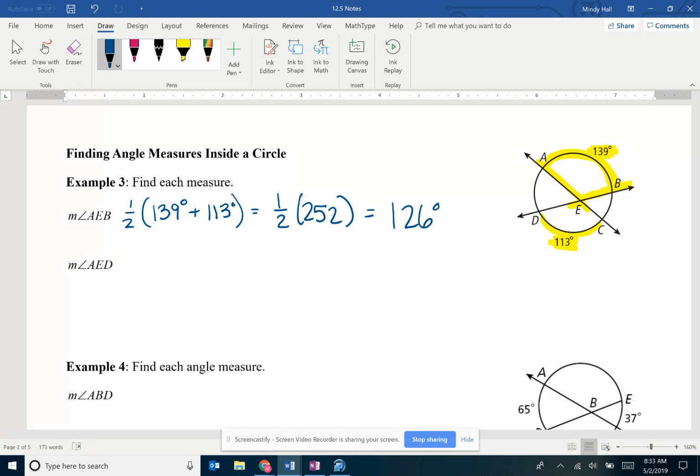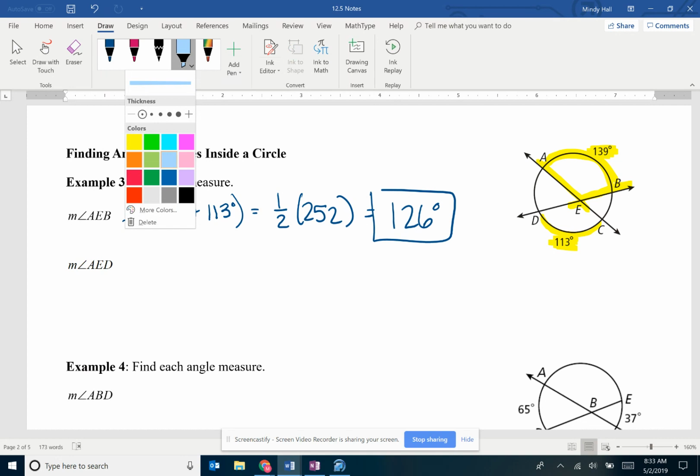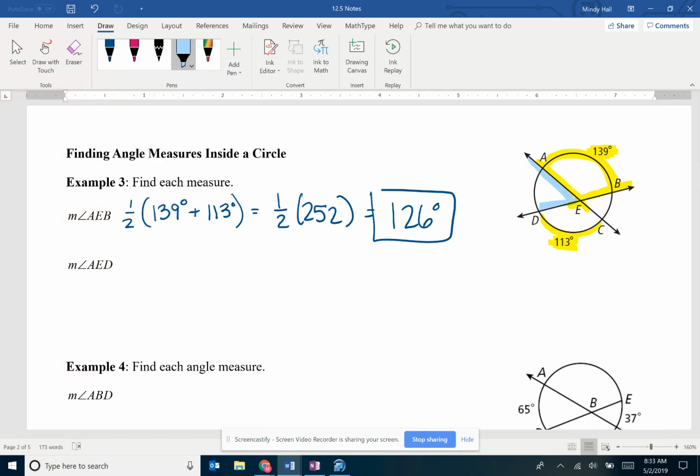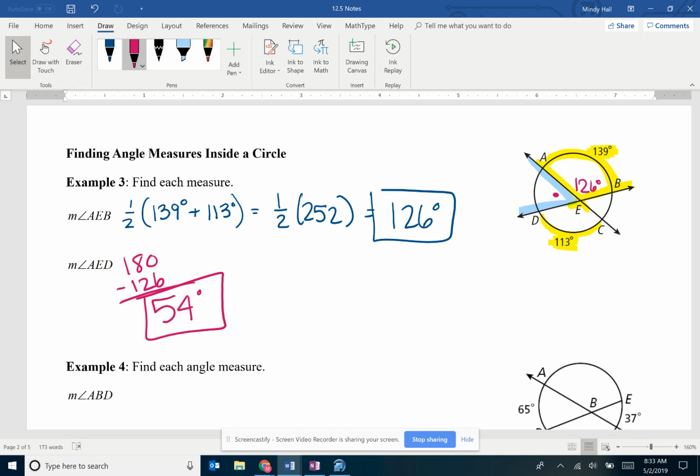It is? Then chances are you're probably on the right track. So then to find AED, that would be A to E to D. Because I know this angle is now 126 degrees, I can find AED pretty easily just by using supplementary angles. 180 minus 126 gives me 54 degrees, and that is all. So don't forget about the simple rules of supplementary angles and stuff like that, because it can make your life easier.